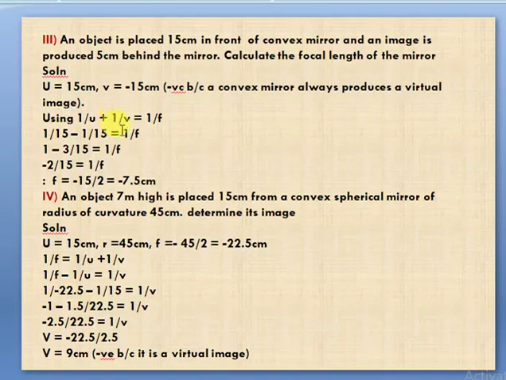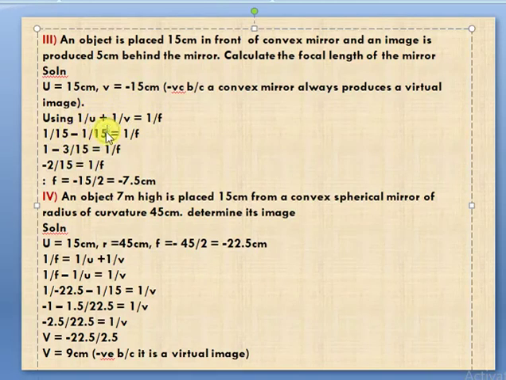Now we use the formula because we are looking for the focal length. 1 over u plus 1 over v will give me 1 over f. Now 1 over 15, that is u, minus, because this is minus 5, plus and minus becomes minus, 1 over 5. Please, this is 5, not 15. Minus 1 over 5.